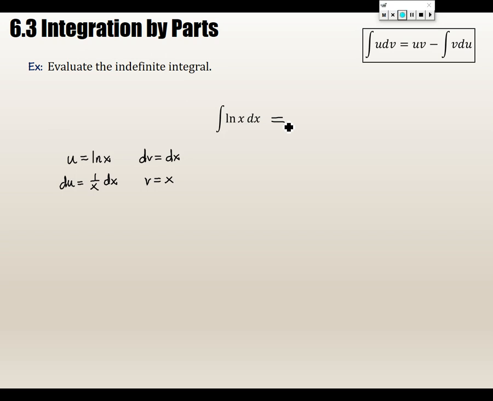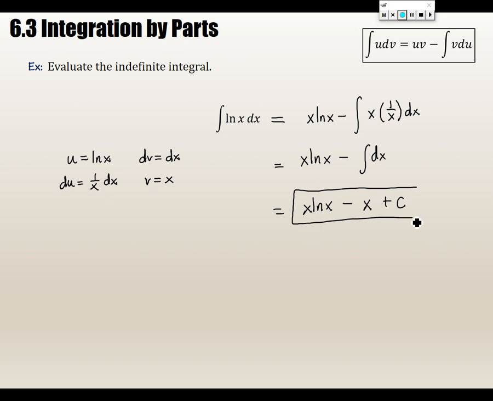So uv, what is that? x ln x minus... It works? Yes. uv minus the integral of v du. Oh, come on, that was great, right? x ln x minus, what is this? The integral of 1. What's the integral of 1? x plus c. Oh, I'm silly.